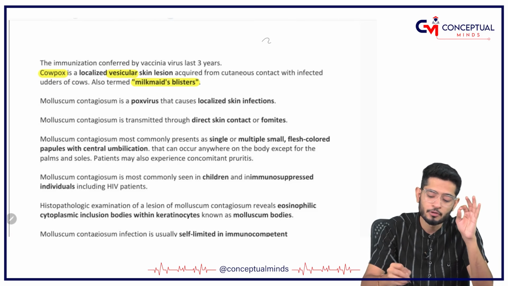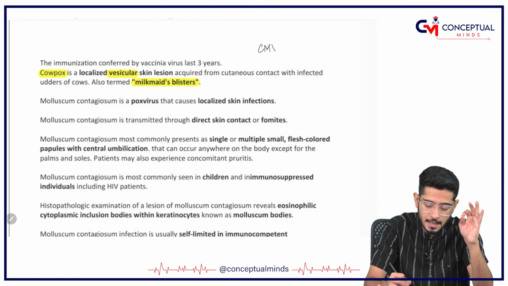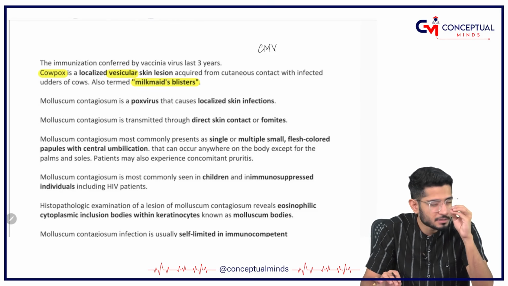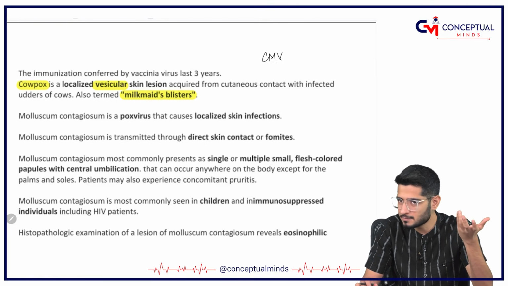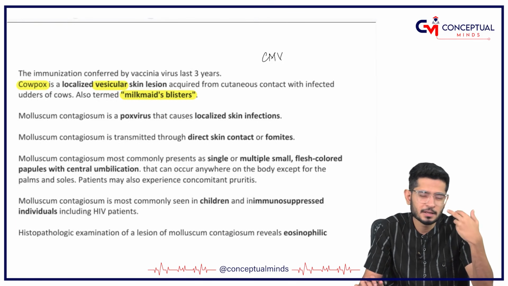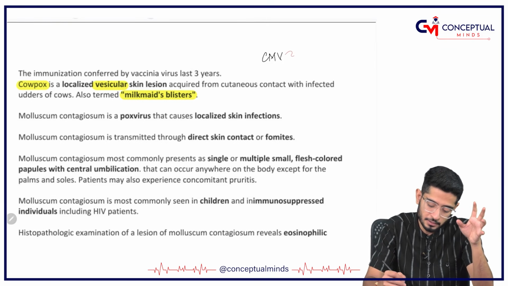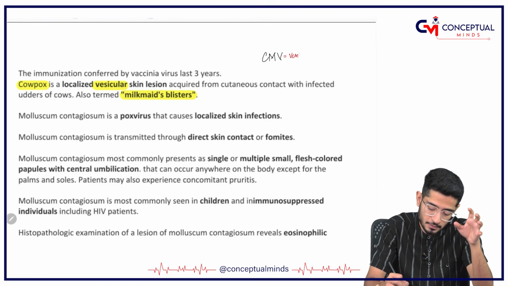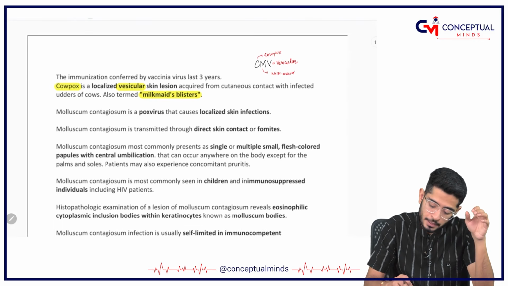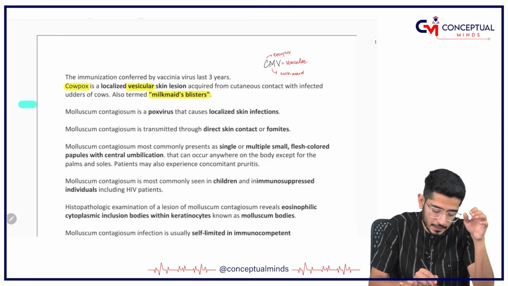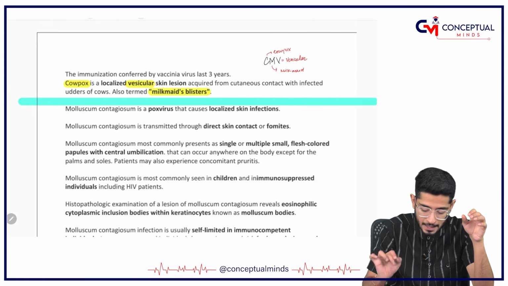And the mnemonic for cowpox is very simple, CMV. Just remember it now in this class only, because if the question is asked in MCQ format, mostly they can ask you these two things only: V, they will have vesicular lesions, M, they have got milkmaid's blisters, and what is C? C for cowpox. Okay.